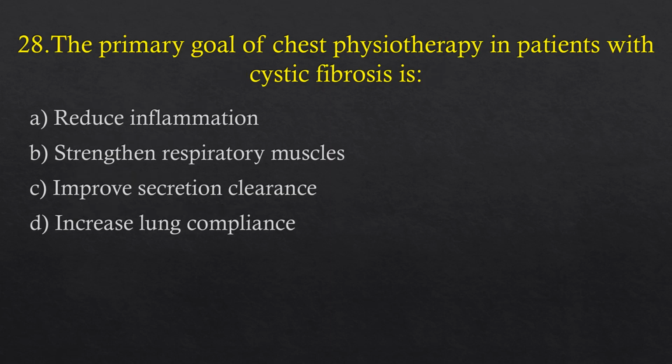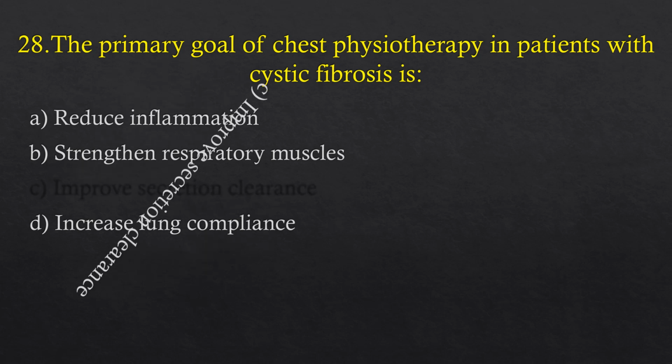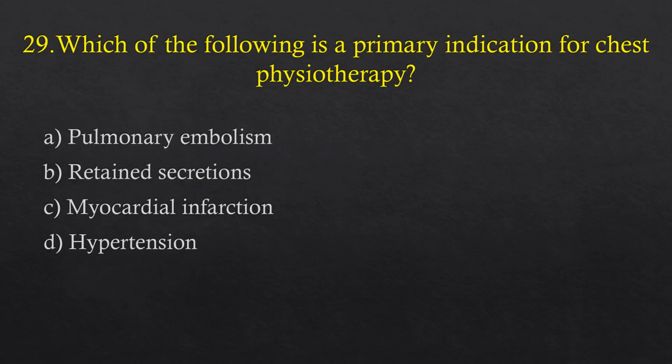Rib fractures. 28. The primary goal of chest physiotherapy in patients with cystic fibrosis is A. Reduce inflammation. B. Strengthen respiratory muscle. C. Improve secretion clearance. D. Increase lung compliance. So the answer is improve secretion clearance. 29. Which of the following is a primary indication for chest physiotherapy? A. Pulmonary embolism. B. Retained secretions. C. Myocardial infarction. D. Hypertension. So here the answer is retained secretion.